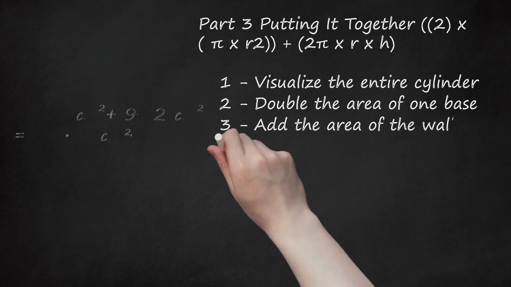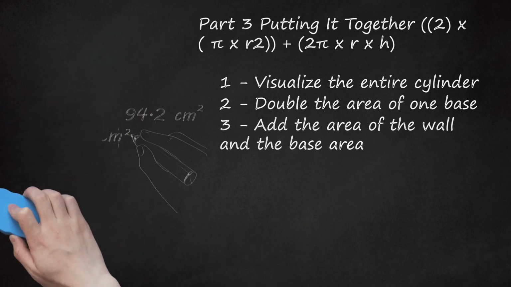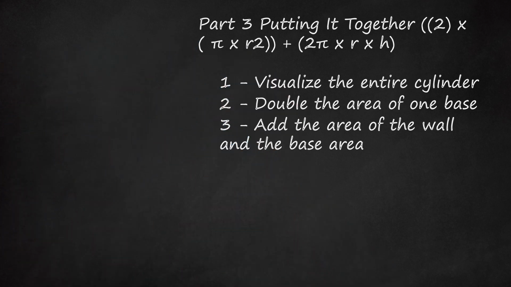3. Add the area of the wall and the base area. Once you add the area of the two bases and the outer surface area, you will have found the surface area of the cylinder. All you have to do is add 56.52 square centimeters, the area of both bases, and the outer surface area, 94.2 square centimeters. 56.52 square centimeters plus 94.2 square centimeters equals 150.72 square centimeters. The surface area of a cylinder with a height of 5 cm, 2.0 in, and a circular base with a radius of 3 cm, 1.2 in, is 150.72 square centimeters.